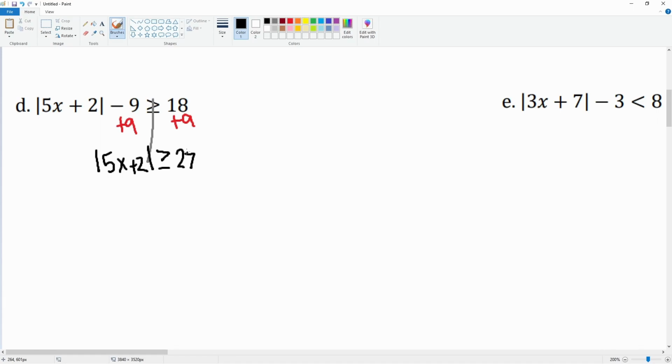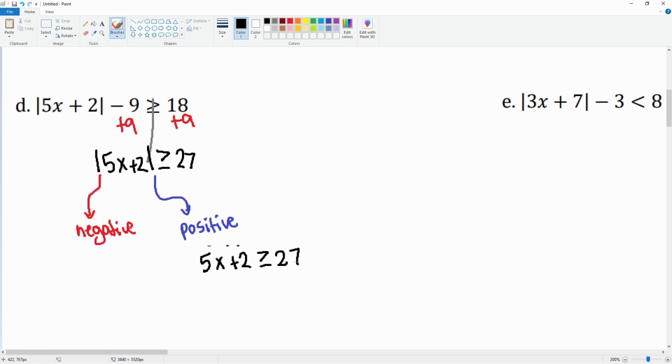And now, because the absolute value bars are by themselves, you can split it. The positive version would be your 5x plus 2 is greater than or equal to 27. That's the first equation. The second equation is the same way, but this time it is a negative 27, and now the inequality symbol also switches because it's negative. But the process of solving it is the same.